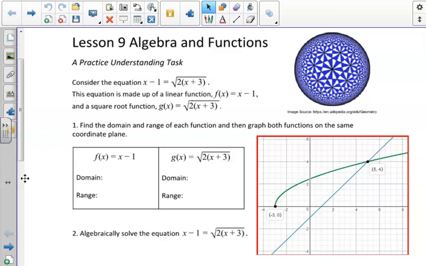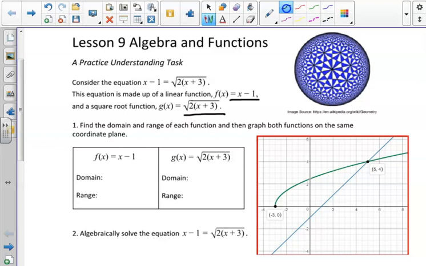Recall from our previous lesson that whenever we have a radical function, it is possible for us to have what we call an extraneous solution. So we are told that we need to solve where the linear function x minus 1 is equal to the square root function 2 times the quantity x plus 3.